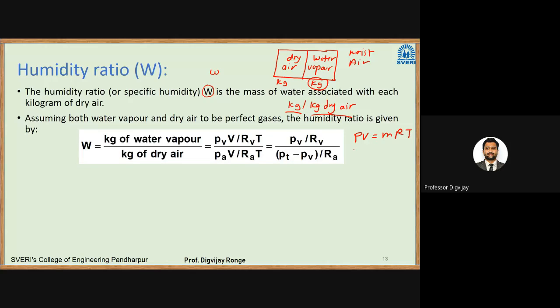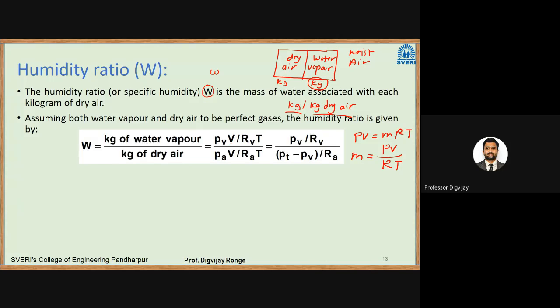So if I take only M on one side, this will obviously be PV divided by RT. Similar equation they have applied for the water vapor, and similarly for dry air, this will be PV divided by RT. In this case, the temperature we can cancel because it is common. Volume we can cancel because it is common. Then this divided by this. So this way we can get it.